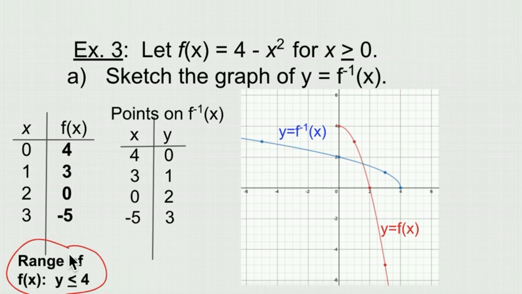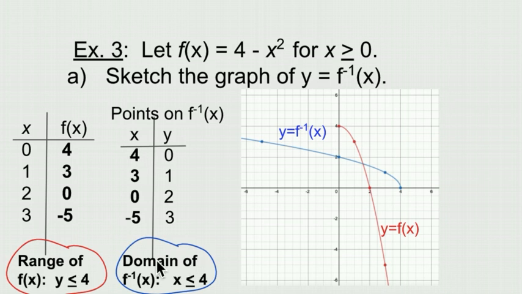Also, the range of f of x is y is less than or equal to 4. We can tell that by looking at the graph too. All the y coordinates on this function, f of x, start at 4, and they're anything less than that. Notice that that's the same as the domain of f inverse of x. So all of the x coordinates on the inverse function start at 4, and they get smaller and smaller.